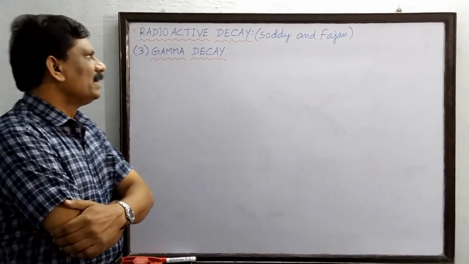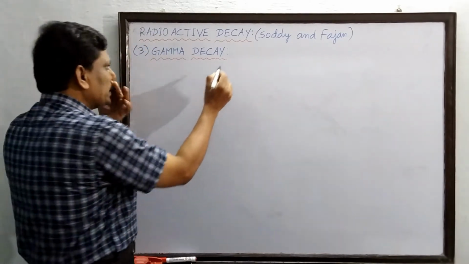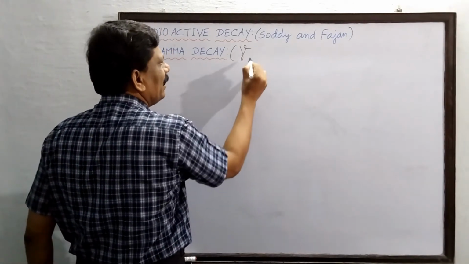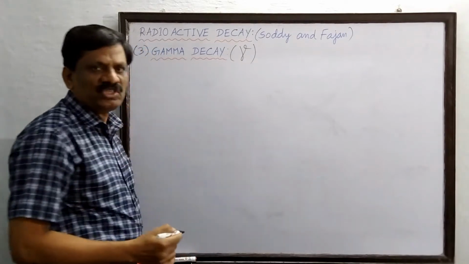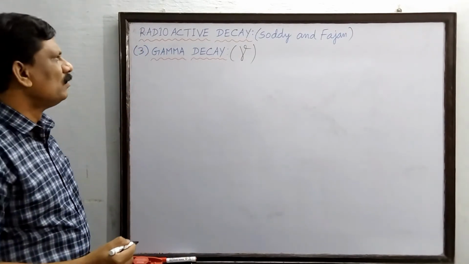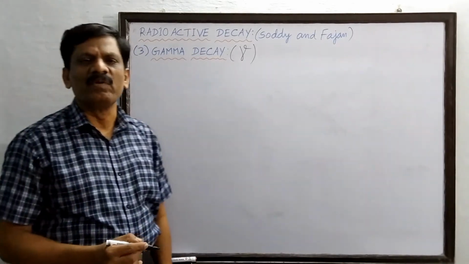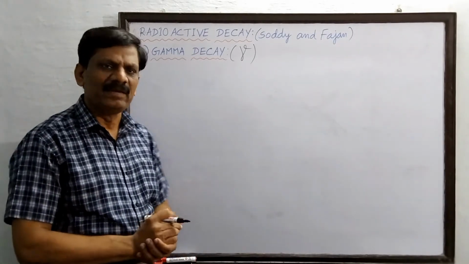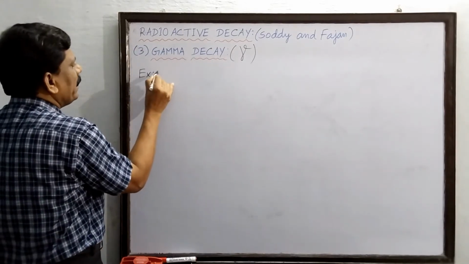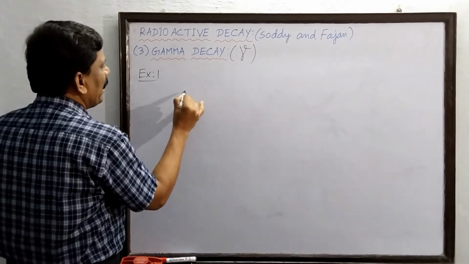Okay students, during a gamma decay, the gamma ray photon is denoted by the gamma symbol like this, and it has no charge and no mass. Now with two examples I am going to explain the gamma decay process. For example number 1, I will take cobalt.